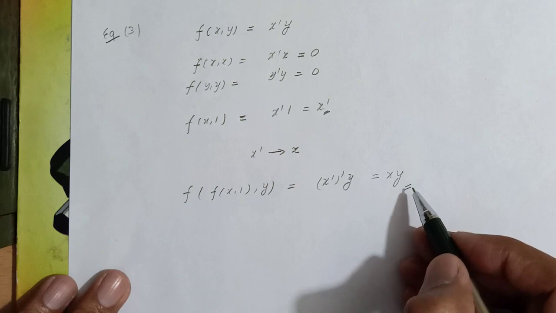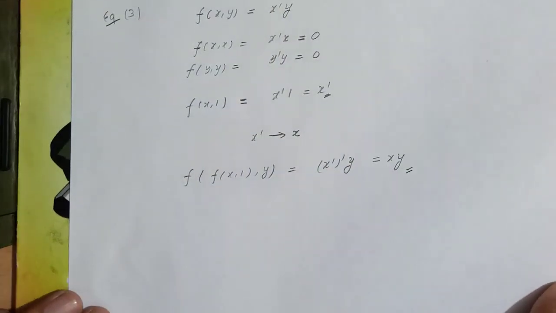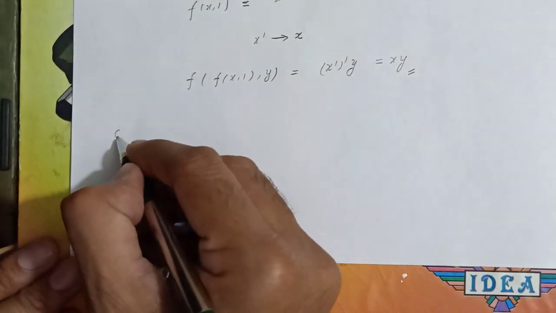So this operation is functionally complete. Do remember. Okay, so now we will look into another example.